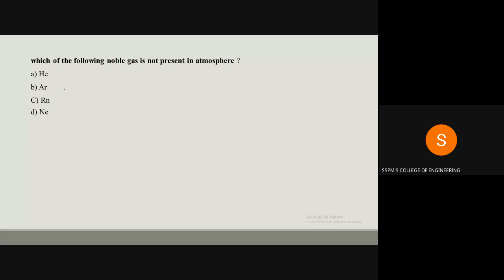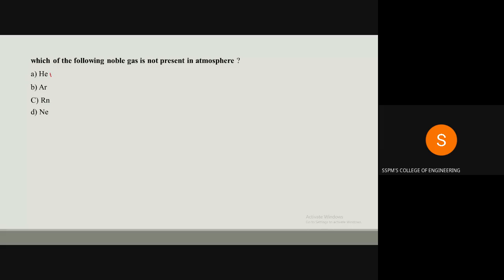Which of the following noble gases is not present in the atmosphere? All noble gases are in the atmosphere, but one is a radioactive element and is not present in our atmosphere. It is a radioactive element, so it can be prepared in a laboratory.